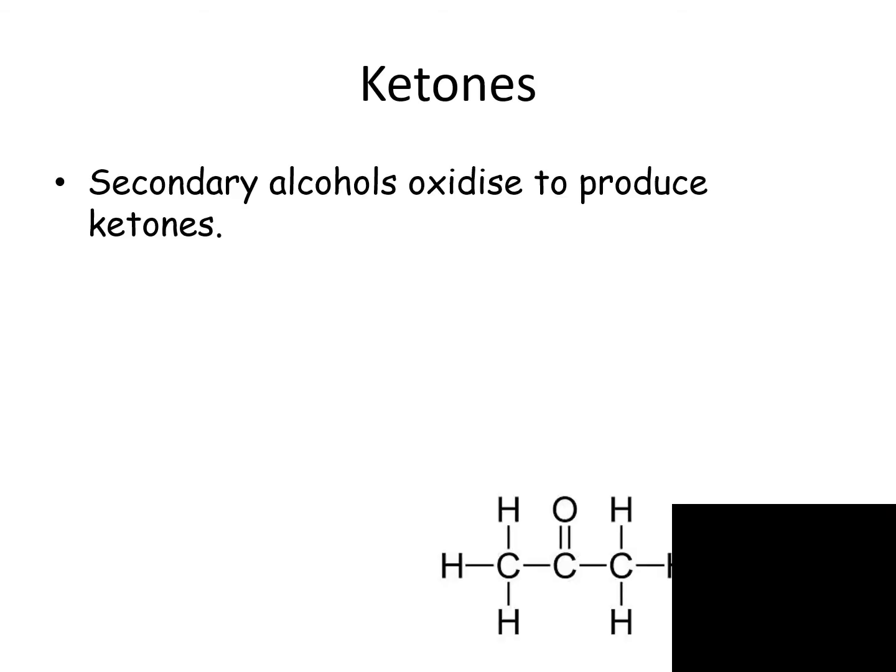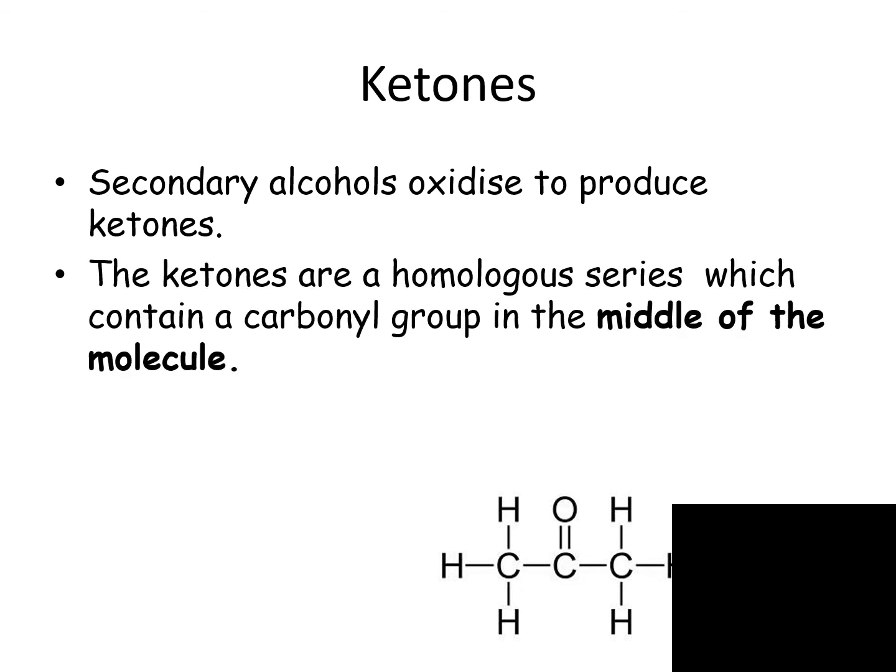Moving on then, we are going to move on to our ketones. Our ketones are very, very similar to our aldehydes, except your carbonyl functional group is in the middle of the chain. Secondary alcohols oxidize to produce ketones, and remember, aldehydes are primary, ketones are secondary. They are another form of a homologous series, except the carbonyl group is in the middle of the molecule, so it's not on any of the end carbons. That is the only difference between aldehydes and ketones.